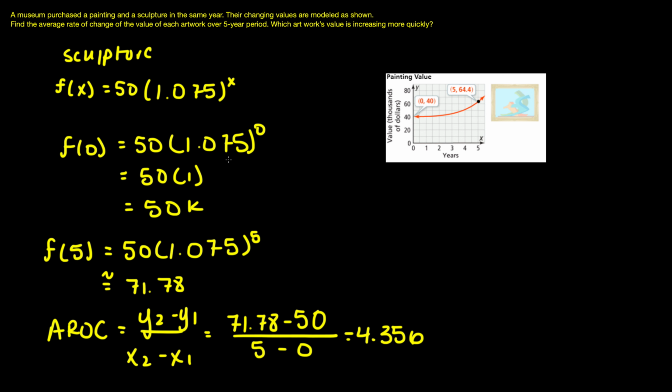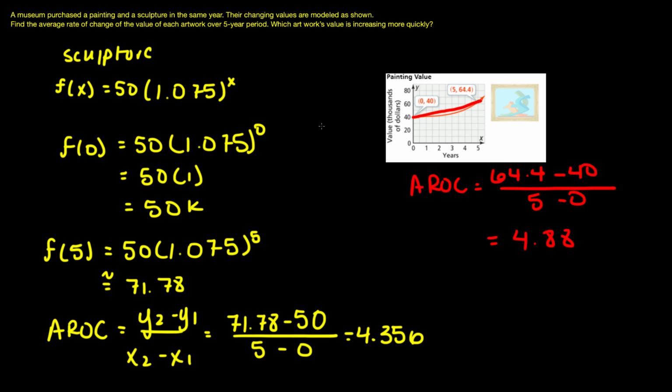Okay, I'm going to change colors here. And we're going to look at the average rate of change between these 2 points. And again, like I said, it's kind of like drawing a line between one point and the other. So we already have our points here for the average rate of change. I'm going to do y2, 64.4 minus y1, which is 40, divided by 5 minus 0. And my average rate of change for this is going to be roughly 4.88.